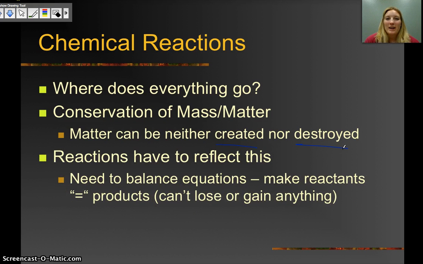So when we write chemical reactions, we have to show this in a way, and this is why we balance equations. We have to make all the reactants equal all the products, because we can't lose or gain any atoms.